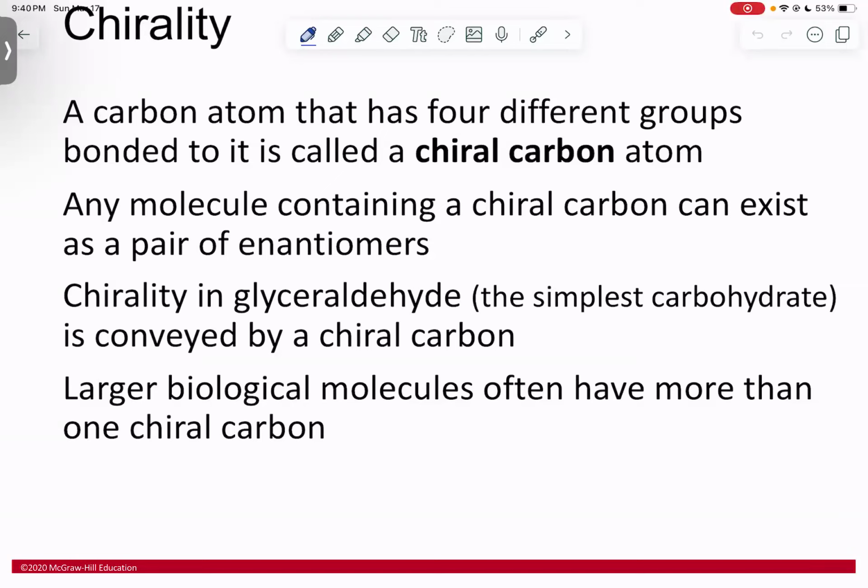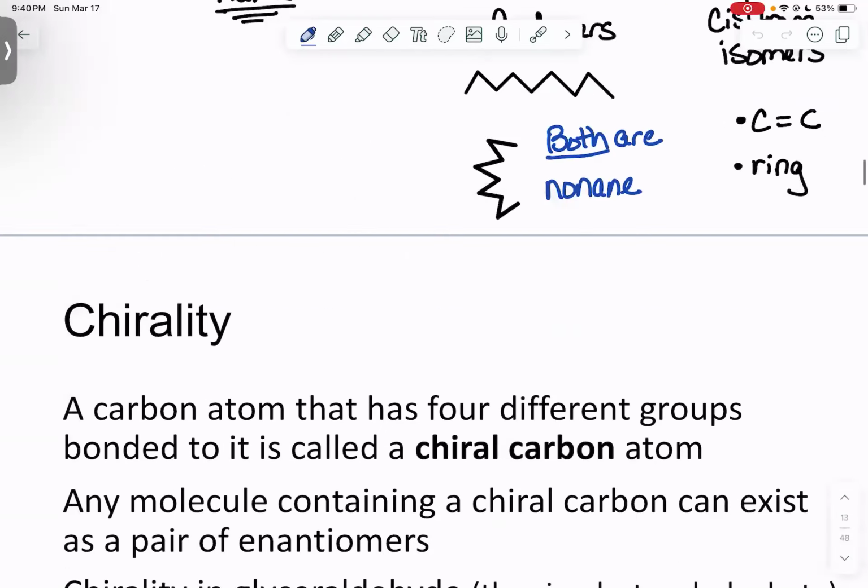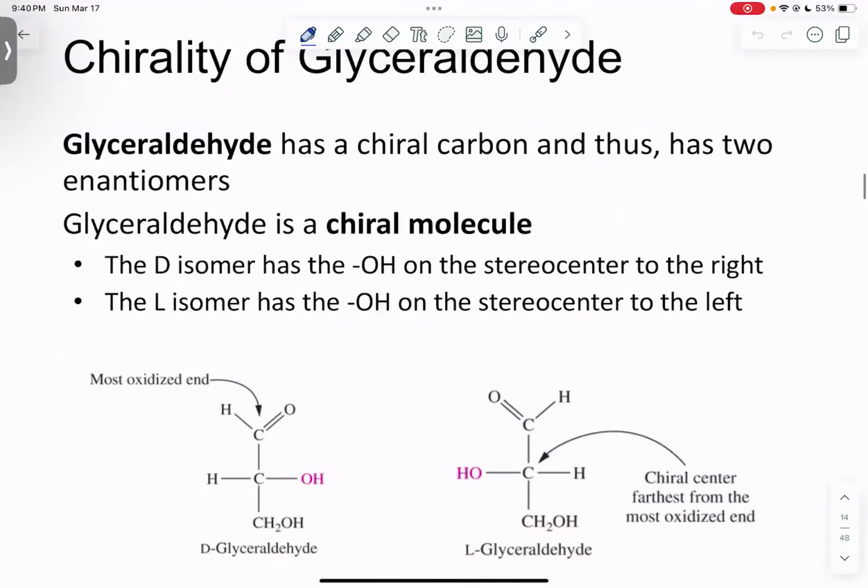And a lot of times you have big molecules, and those big molecules have lots of carbons. So the more chiral carbons you have, the more different isomers you can have. So here's glyceraldehyde. Glyceraldehyde has one chiral carbon. If we look at glyceraldehyde, we're going to find the most oxidized end, and that's always the end that has the carbonyl in it. And we're going to give that carbon number 1, carbon number 2, and carbon number 3.